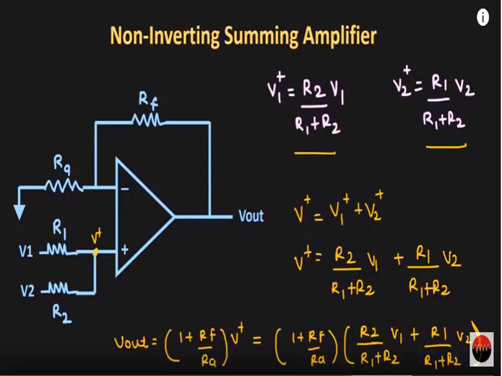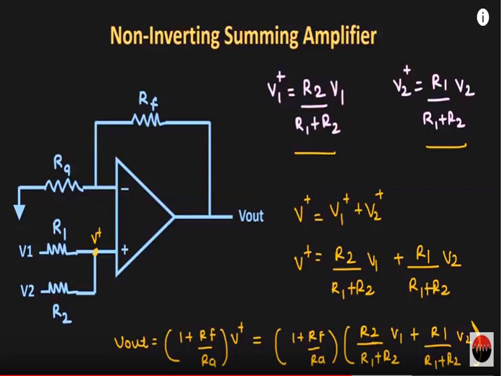Next, I am giving the voltage sources V1 and V2 to the non-inverting terminal of an op-amp. So how can I write this V plus? By using the superposition theorem, I can write V plus as V1 plus plus V2 plus. For V1 plus, I am just making V2 not act, considering just V1.